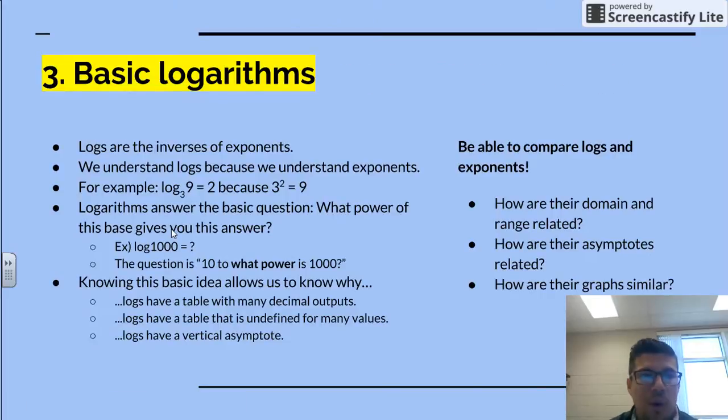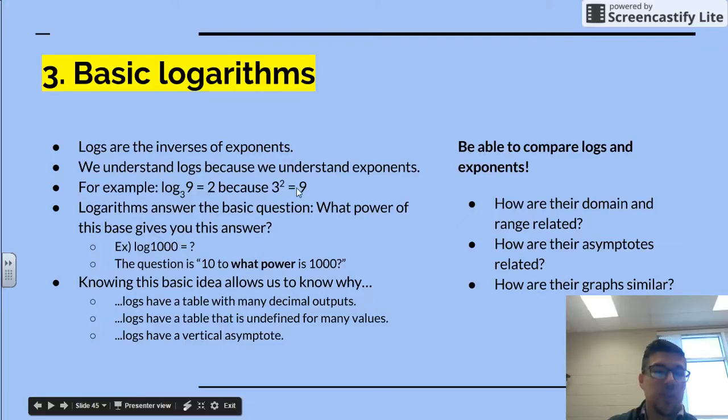Okay. We're running out of time here, so I'm going to go over the last 3 parts rather quickly. Basic logarithms. You got to understand how to form a logarithm. All right. Logs are the inverses of exponents. We understand logs because we understand exponents. For example, log base 3 of 9 is 2 because 3 squared is 9.